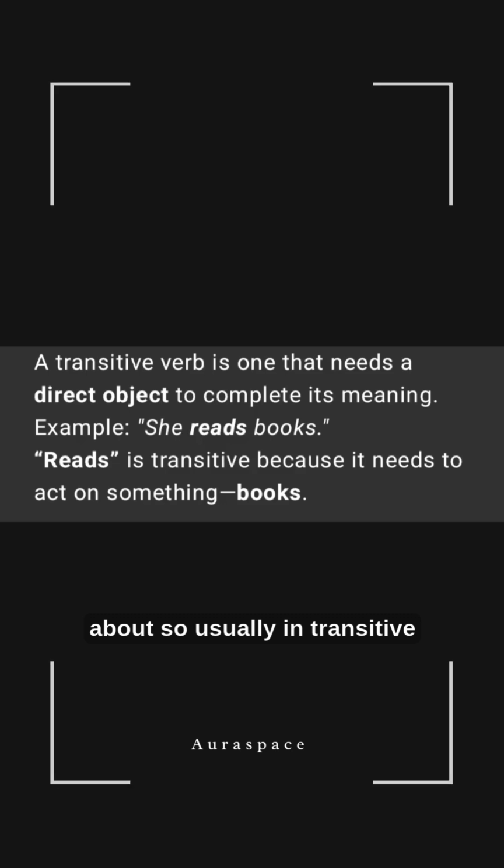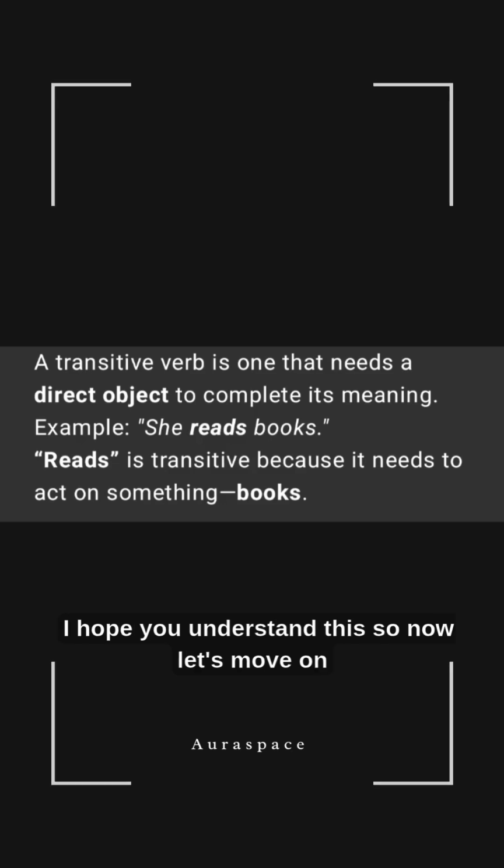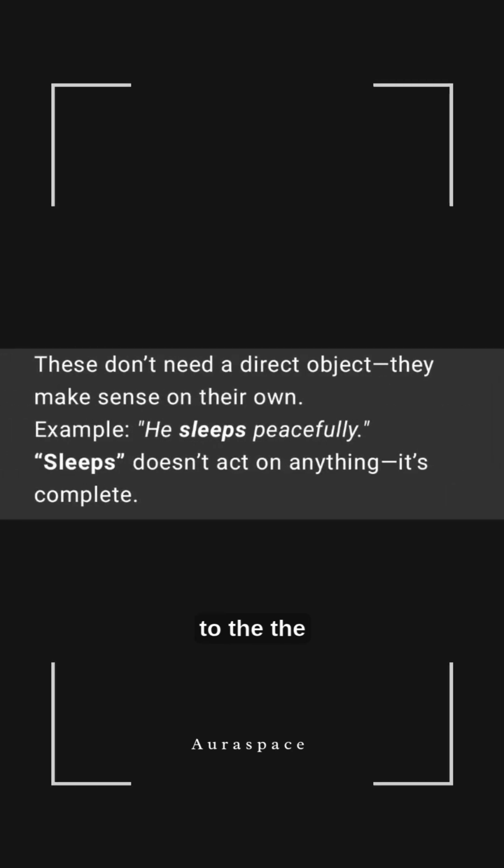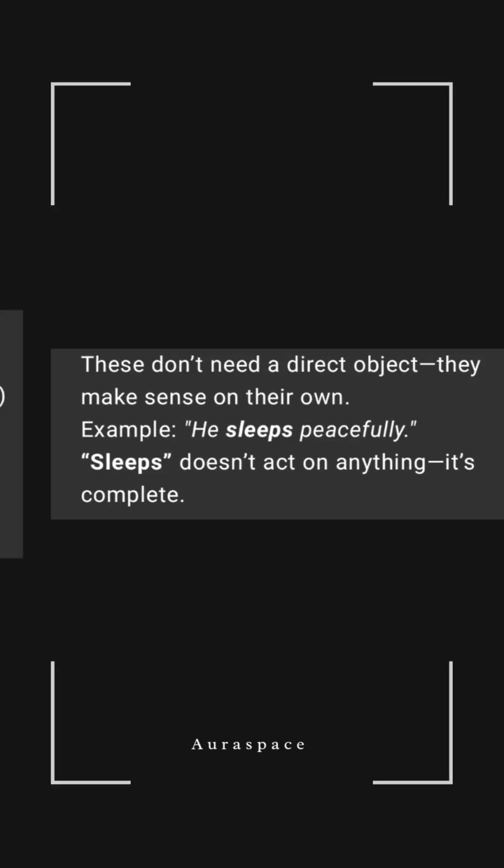So usually in transitive and intransitive verbs, if the word after the verb isn't a noun or pronoun, then it could be any other part of speech. Right. So I hope you understand this. So now let's move on to the intransitive verbs. Right. So an intransitive verb does not require a direct object to complete its meaning.